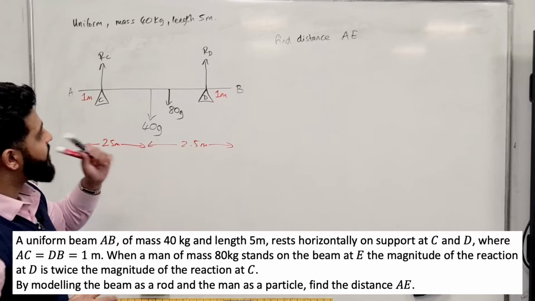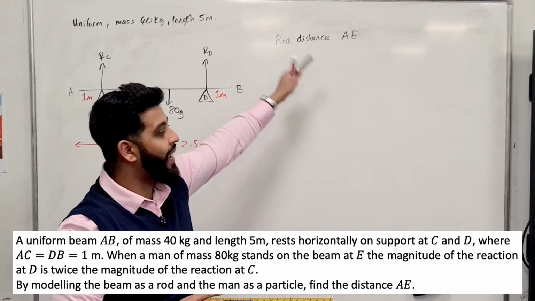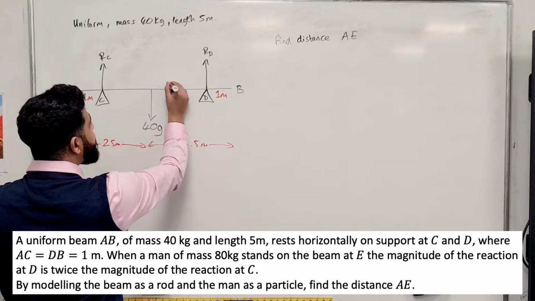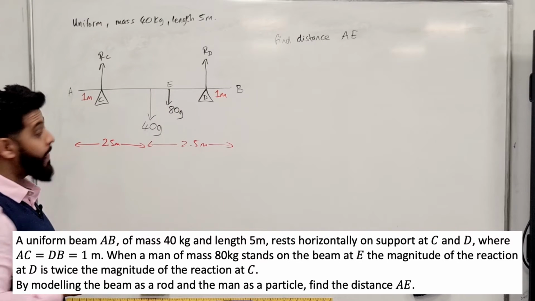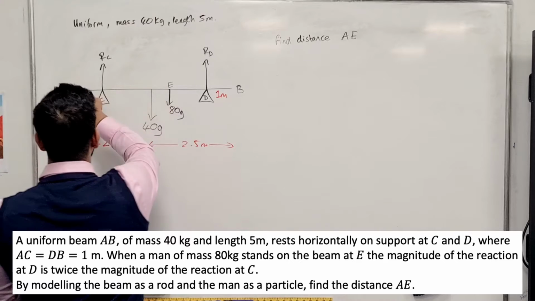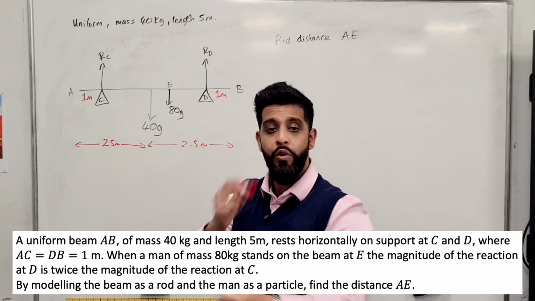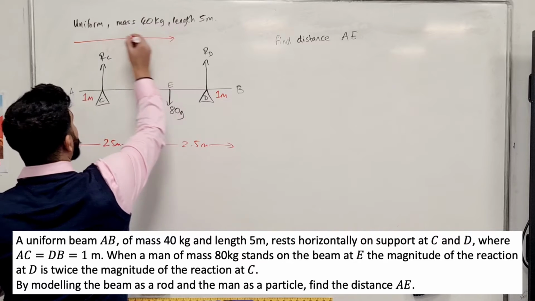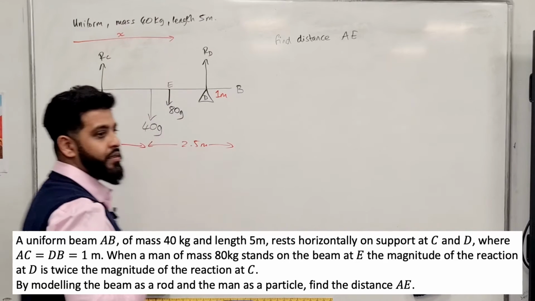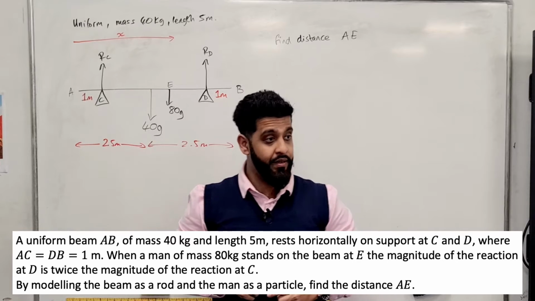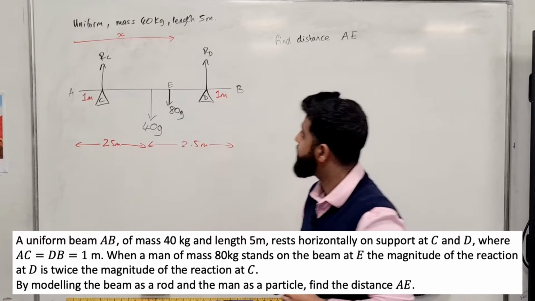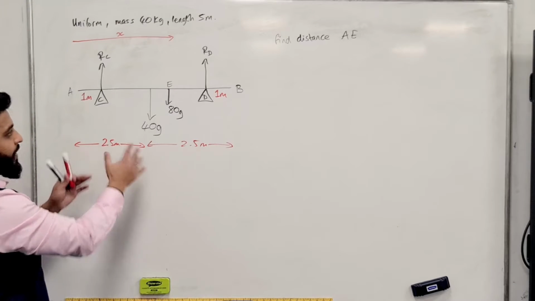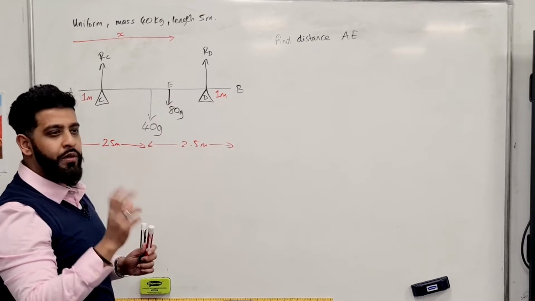Now, the question says to find the distance A to E. There's A, and the man is considered to be the point E. So I need to find the distance from there to there. What I will do is draw an arrow straight there, and I will call it X. That's the distance I want to find, the distance X.